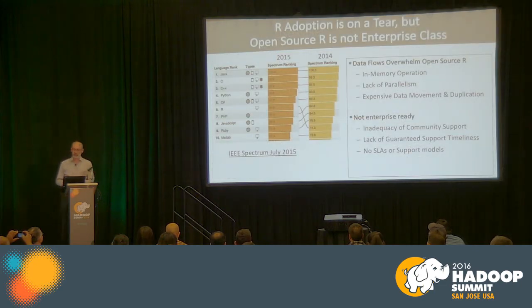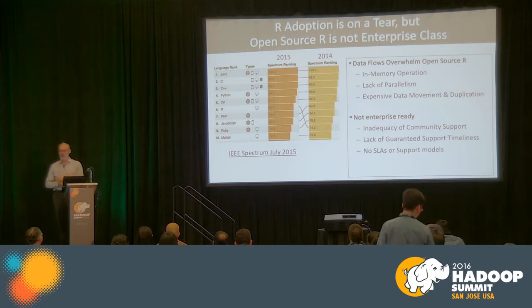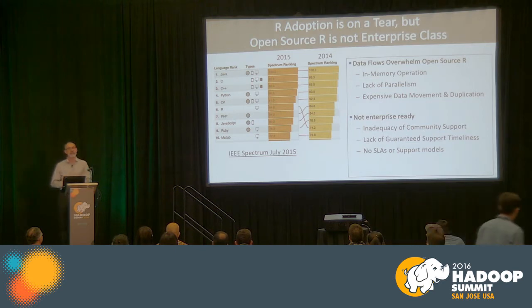Well, R adoption is on a tear, we can say. It's gone from being the 9th most popular language, according to IEEE Spectrum, to now the 6th highest language on that ranking. In fact, it's the highest language on that ranking of any domain-specific language. All the other ones above it are general-purpose languages. So really great adoption.